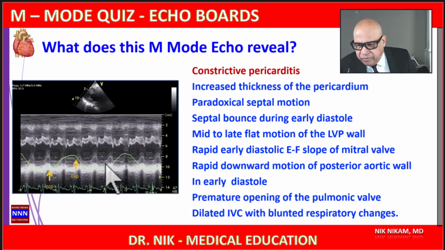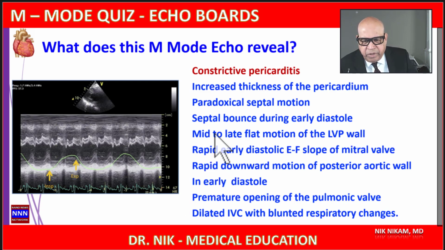Now then we have a paradoxical septal motion where the septum, instead of moving forward, is moving backwards and then coming forwards. So there's paradoxical septal motion at these early stages of cardiac systole. Then the septal bounce during early diastole. If you look at the early diastolic phase, instead of relaxing, it has a bounce. There are multiple echoes. That is the early diastolic bounce they are talking about.